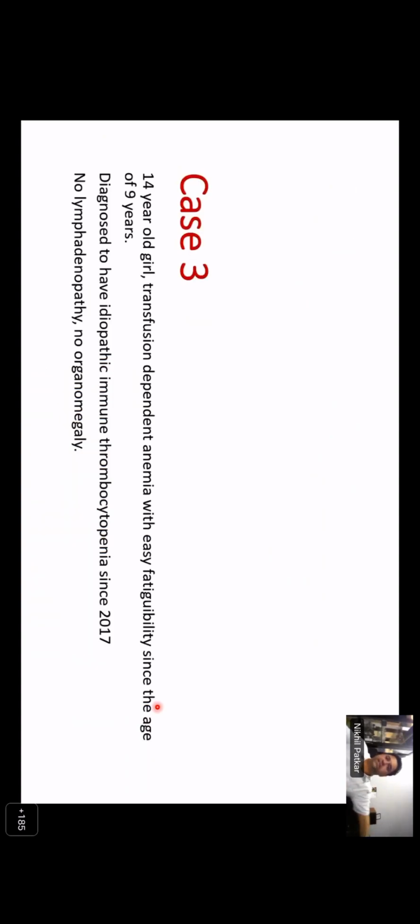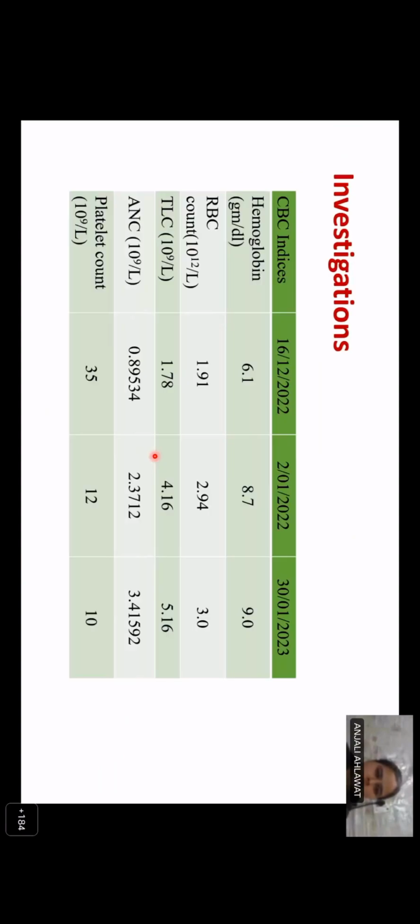Okay. So going on to the third case. May I request the third person to speak, please? Yes, sir. A 14-year-old girl, transfusion-dependent anemia with easy fatigability since the age of 9 years. Diagnosed to have idiopathic immune thrombocytopenia since 2017. No lymphadenopathy, no organomegaly. The investigation shows anemia and thrombocytopenia.